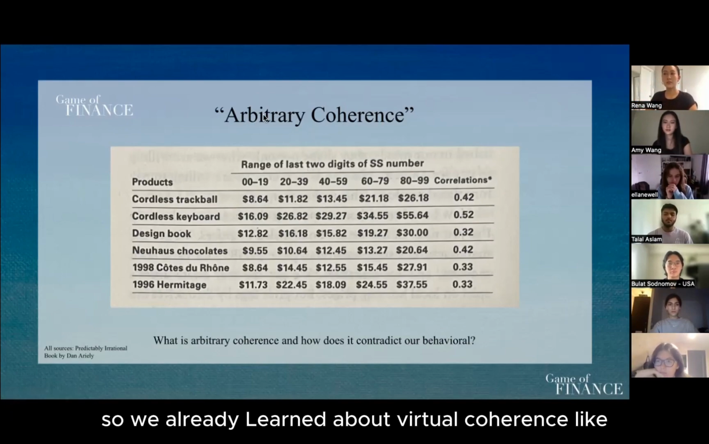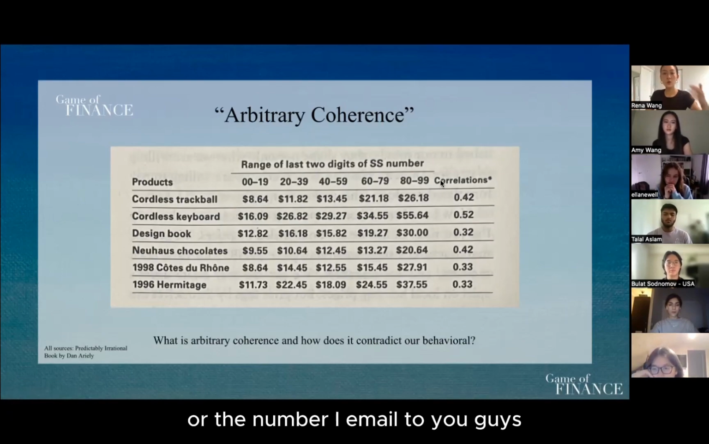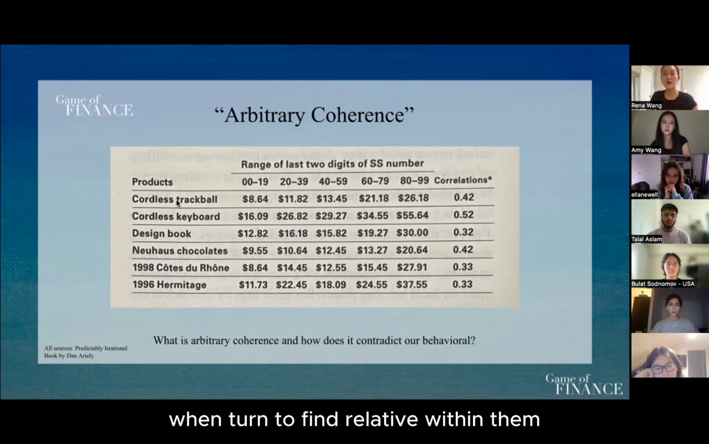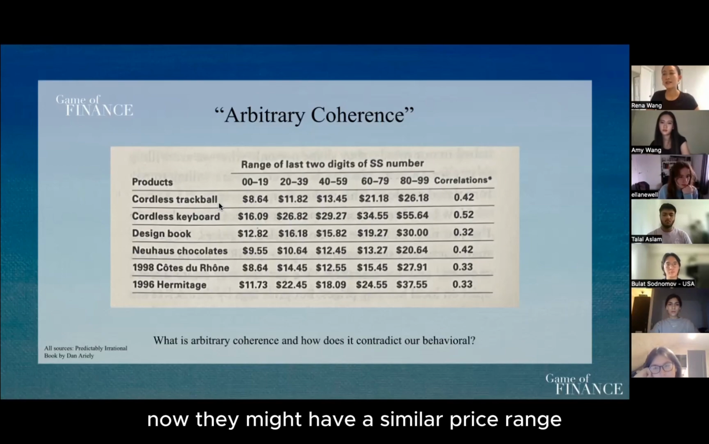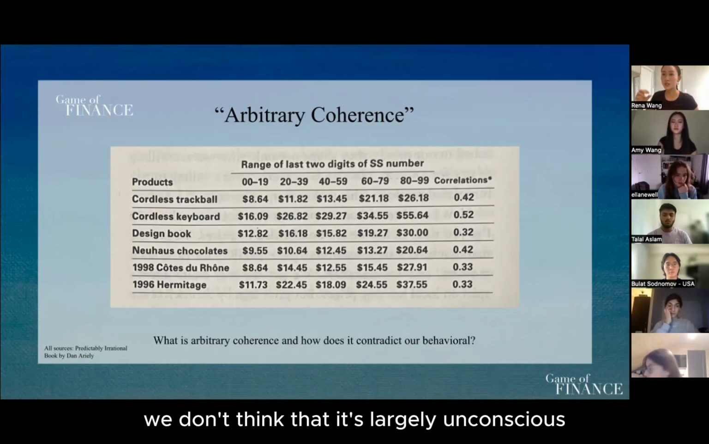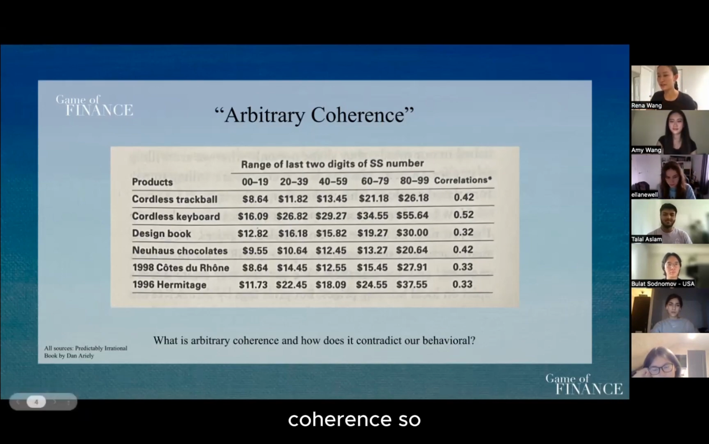So we already learned about arbitrary coherence, like your first impression of your social security number or the number I emailed to you guys. But when we look at prices in a similar category, we tend to find relativity within them. But that's all unconscious, right? We don't think, okay, trackball and keyboard are both related to computers, so they might have a similar price range. We don't think that. It's largely unconscious. So that is another connection. So that is arbitrary coherence.